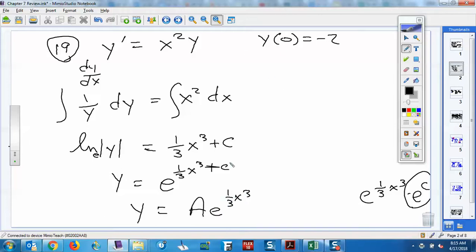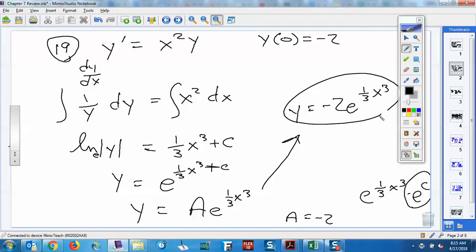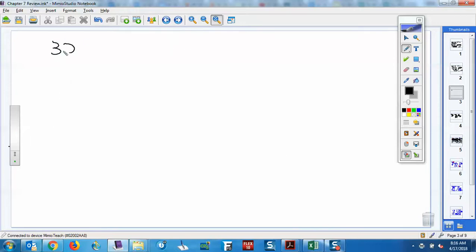Now we put in our initial condition, put in a 0, we get e to the 0, which is 1. So we'll get a equals negative 2. So we get y equals negative 2 e to the 1/3 x cubed. Like that. Okay? All right. We're going to practice a couple more of these. Let's look at 30.